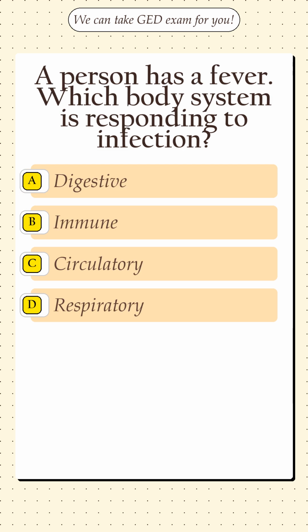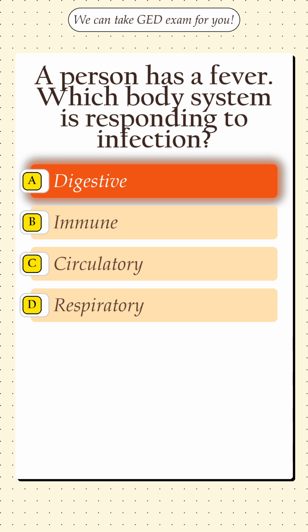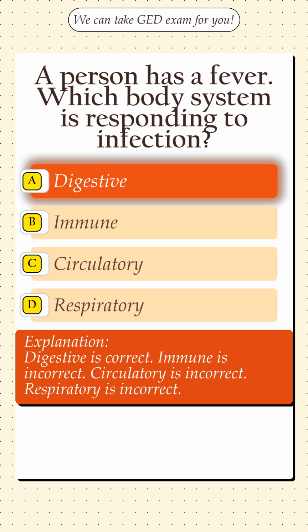Question 11. A person has a fever. Which body system is responding to infection? Option A, digestive. Option B, immune. Option C, circulatory. Option D, respiratory. The correct answer is option A, digestive. Digestive is correct. Immune is incorrect. Circulatory is incorrect. Respiratory is incorrect.